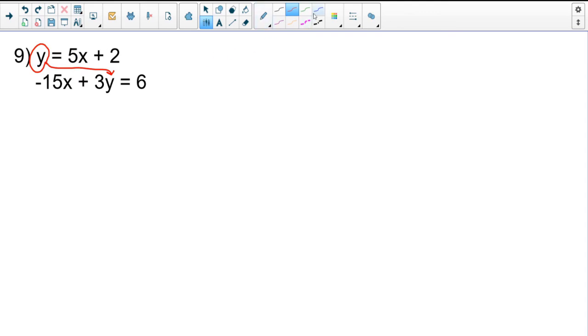All right, so what this is going to give me is negative 15x plus 3. And then instead of the y, I'm writing this whole equation, 5x plus 2. And that's going to equal 6. So what I've done is I've just substituted this equation for y in for y on the second equation. And now I can just solve this like I normally do.